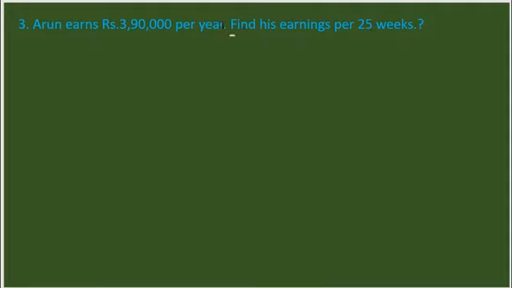That means we need to ensure that the units must be same. That means the year must be converted into weeks. Let us see that first. So here 1 year equals 52 weeks. Now Arun's earning per year is nothing but per 52 weeks.